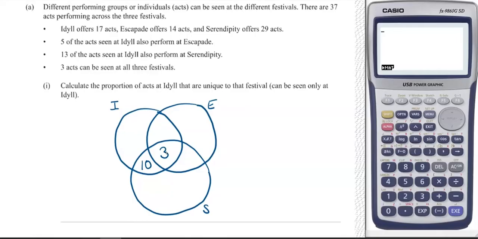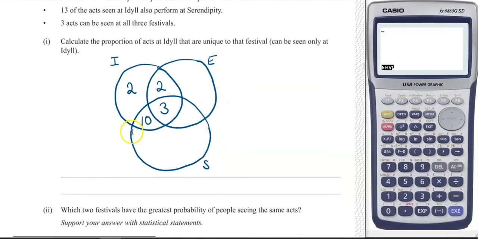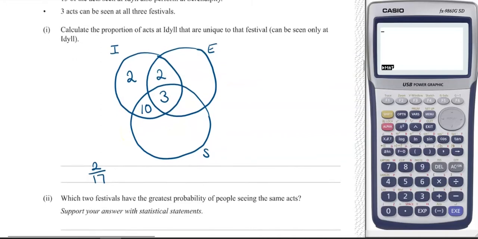5 of the acts seen at Idyll also perform at Escapade. So the overlap between Idyll and Escapade is 5, so this one is a 2. And then Idyll offers 17 acts. So total in Idyll's circle, we've already got 15. So we must have a 2 just here. Then the question asks for the proportion of acts at Idyll. So of all the Idyll acts, how many are unique to just that festival? So that would be 2. So 2 out of the 17 that are on offer at Idyll.